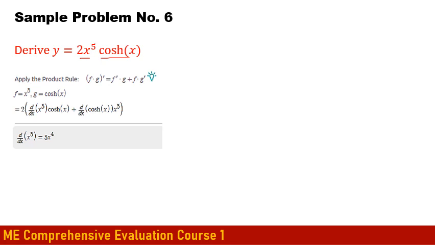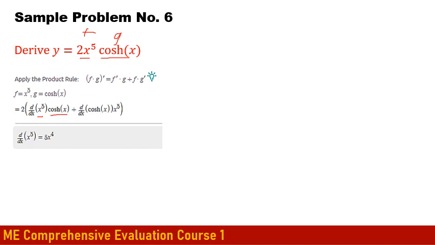The product rule is f prime g plus f g prime, where our f is x to the power of 5 and our g is the hyperbolic cosine of x. By putting this in the formula for the product rule, we have the constant, because there's no need to differentiate that. The d over dx of x to the power of 5, which is f prime, multiplied by g, which is hyperbolic cosine of x, plus the first derivative of g, which is the hyperbolic sine of x, multiplied by our f, which is x to the power of 5.